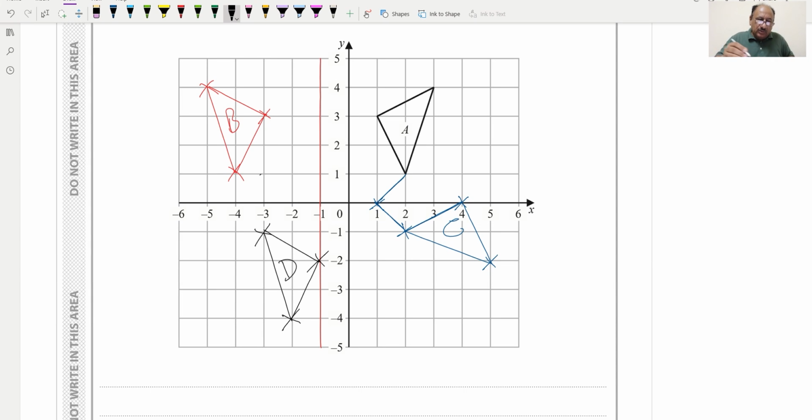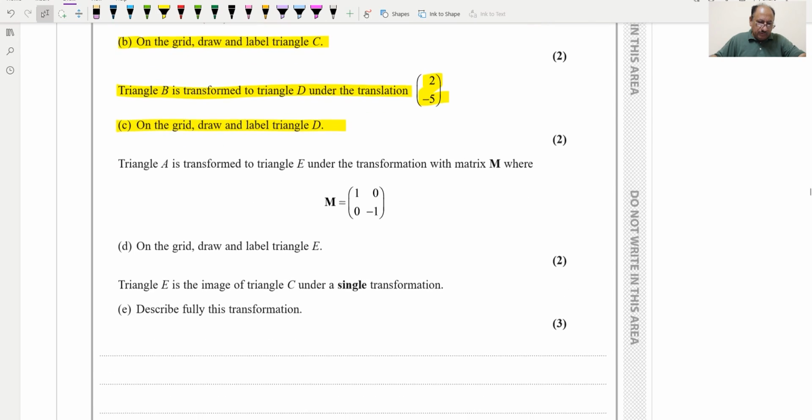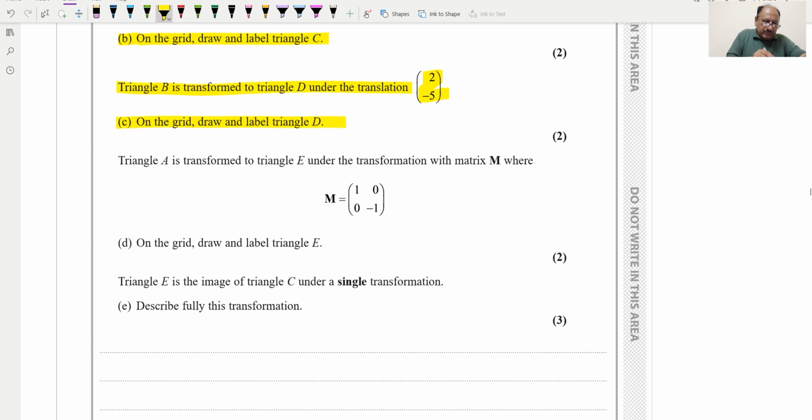we need to mark as label as D. So this D is also done. This is C part which we are done with. And then they are saying the triangle A is transformed to triangle E under the transformation with matrix M, where M is equal to this one. On the grid, draw and label the triangle E.